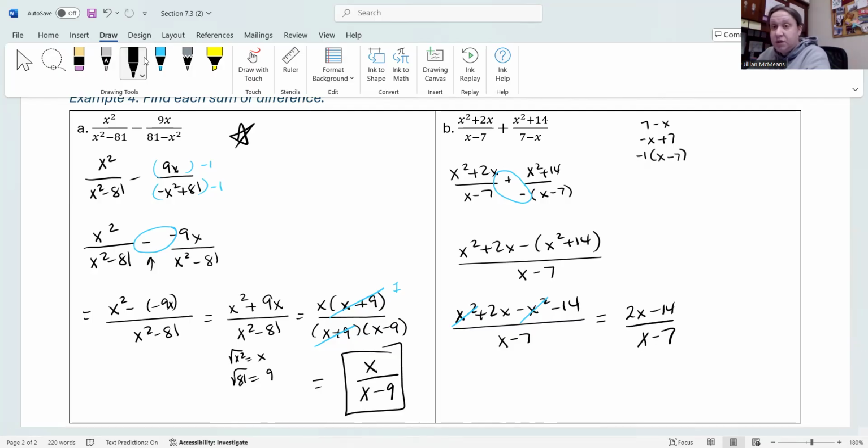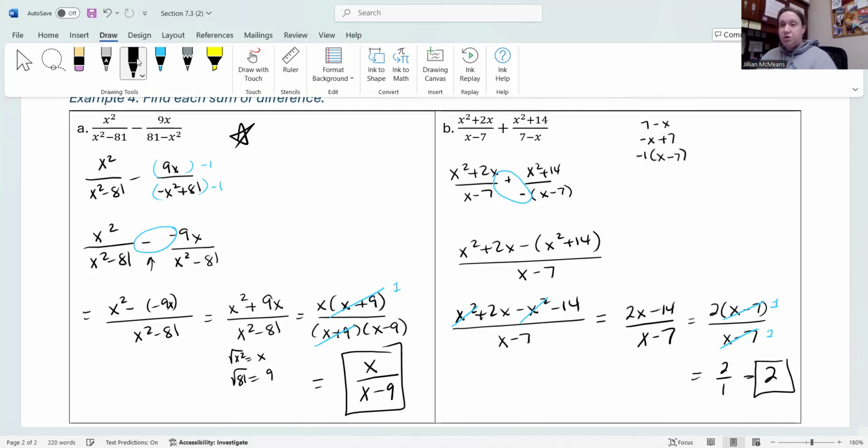Well, 2x minus 14 has a GCF of 2, so I want to factor out the 2. So 2x divided by 2 is x, negative 14 divided by 2 is negative 7. And notice we have a common factor of x minus 7, top and bottom. So x minus 7 divided by itself is just 1. So this simplifies to be 2 over 1, or really just 2.